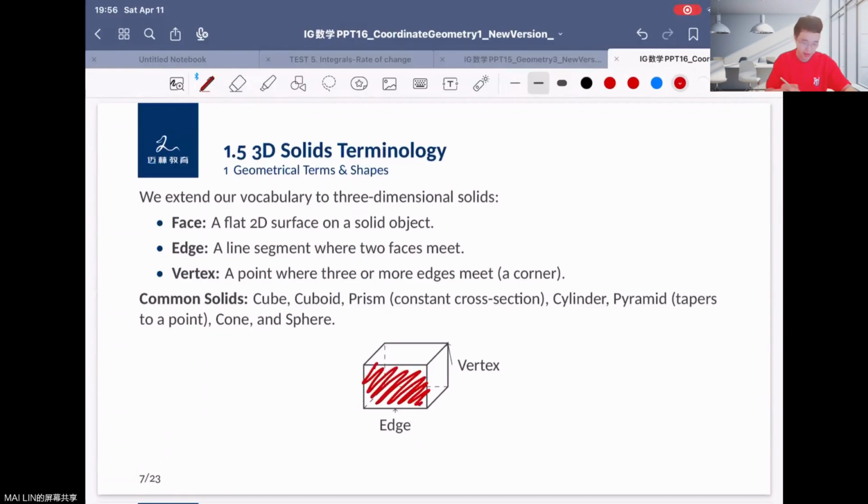Okay, and also we have edge. Like here we can find edge. It means the side of the 3D solid. And vertex. Vertex means a point where three or more edges meet. So here you can say this point is called a vertex.